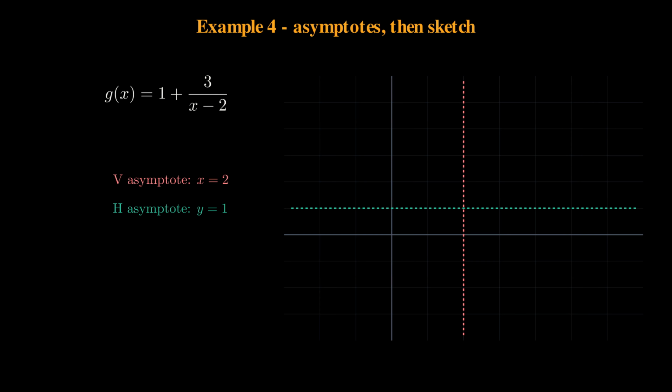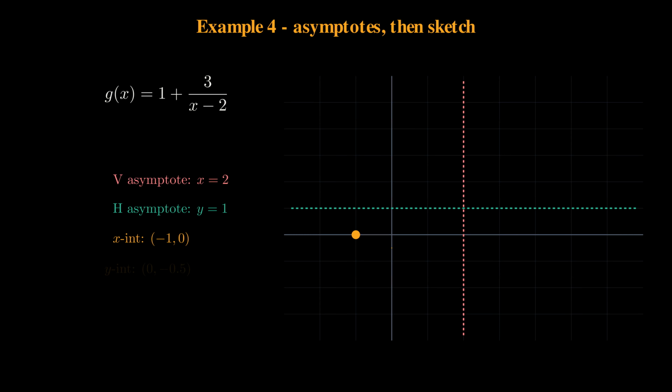Now the intercepts. Set g to 0. 1 plus 3 over x minus 2 equals 0 gives x minus 2 equals -3, so x equals -1. The point (-1, 0). And set x to 0. 1 plus 3 over -2 is 1 minus 1.5, which is -0.5. The point (0, -0.5).